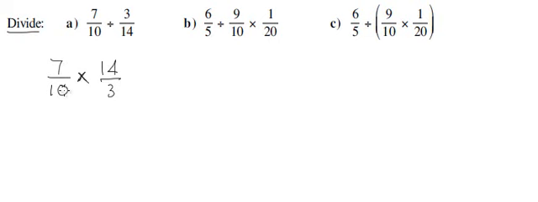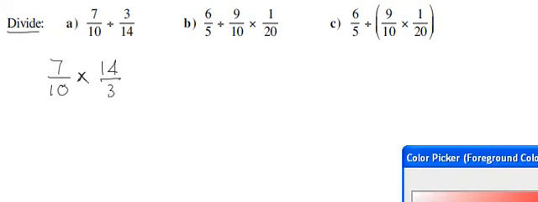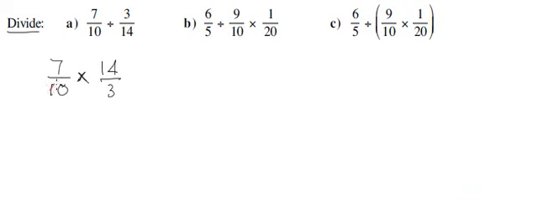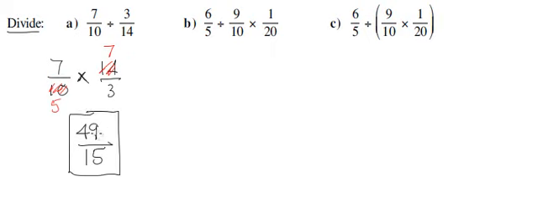Let's see, can we reduce anything here? A little bit. This isn't really exciting, but we can do 10 divided by 2 is 5. 14 divided by 2 is 7. That helps a little bit. And now when we multiply, 7 times 7 is 49. 5 times 3 is 15, and that's us done. So all the rest of these are going to work like that as well. Whatever you're told to divide, you just change the division to a multiplication and flip what comes after.